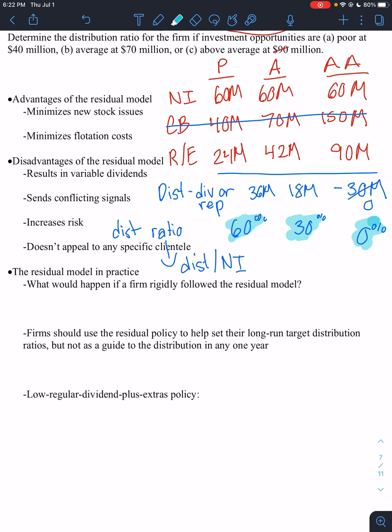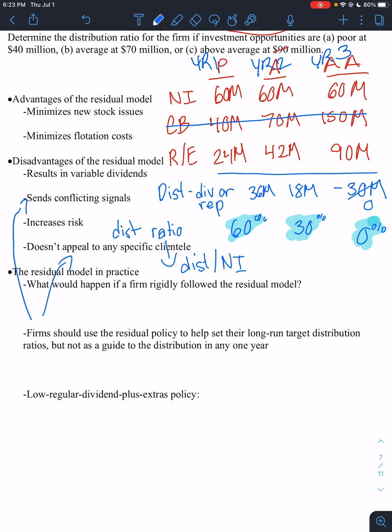So it says, what would happen if a firm rigidly followed the residual model? Well, that's what I've kind of been illustrating this whole time. Like I said, if this was years 1, 2, and 3 up here, it would lead to our distributions, dividends, repurchases, whatever, being all over the place. Right? There would be no concept of stability at all. And we know that's not good. Right? It goes directly to these disadvantages of the model.